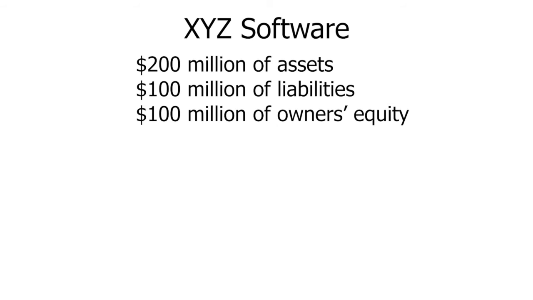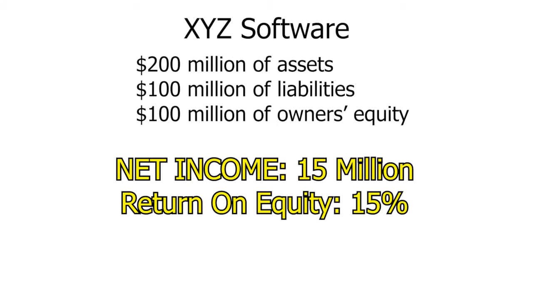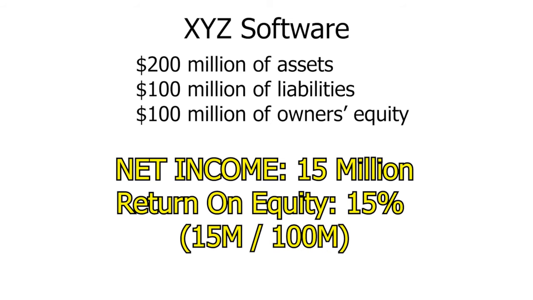XYZ Software has 200 million in assets, 100 million of liability, and 100 million of owner's equity. XYZ's net income for this year is 15 million, giving them a return on equity of 15%: 15 million net income divided by 100 million owner's equity.